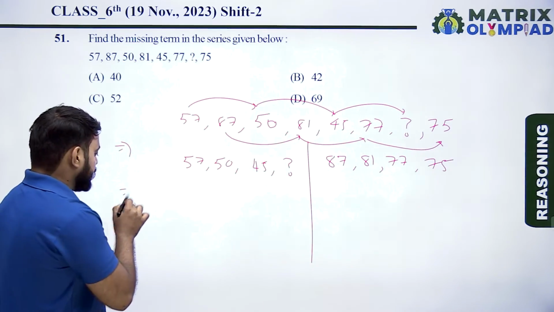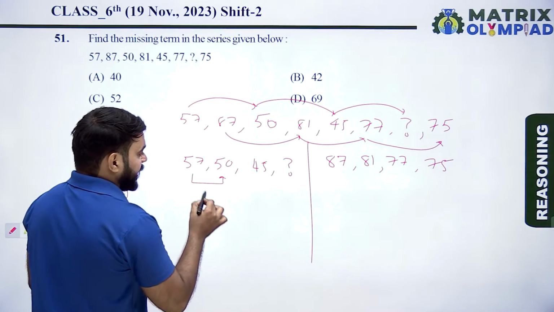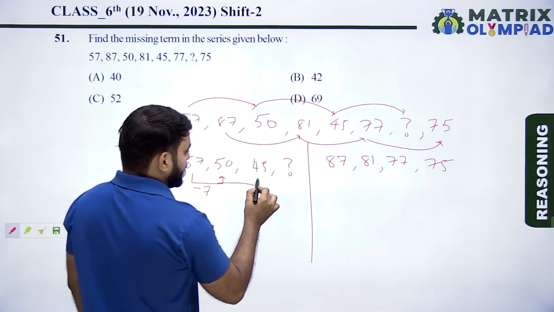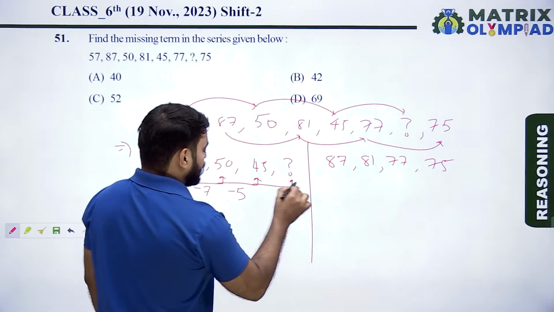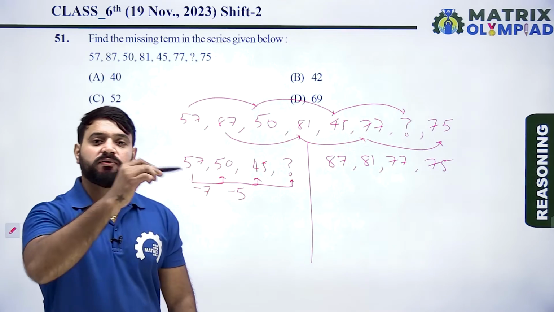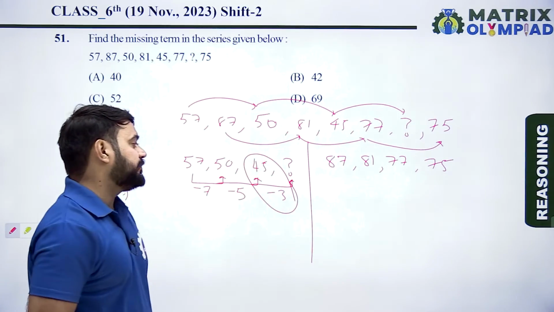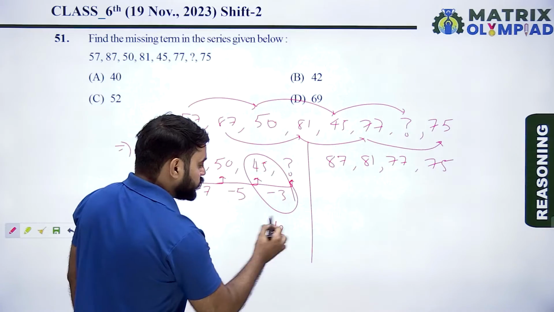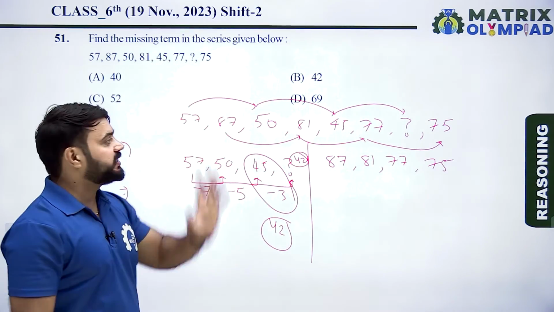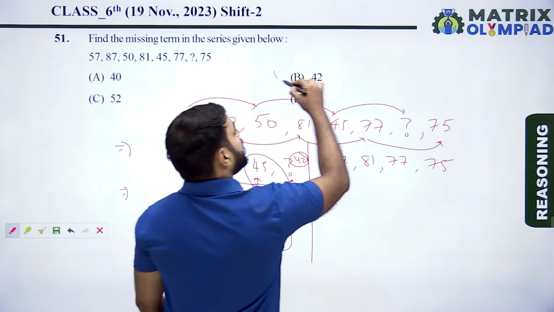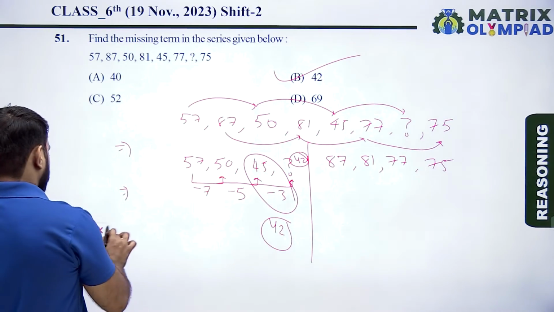Now find the pattern of this series. 57 to 50 means -7. 50 to 45 means -5. Similarly -7, -5, now next is -3. So 45 - 3 means 42. So 42 is the missing term of the given number series. So here option B is the correct answer of this question. Now let's move on to the next question.